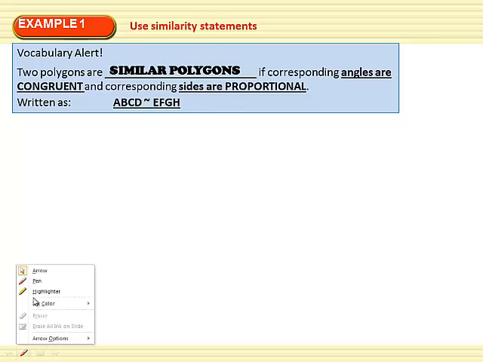The main thing you need to get from this is this notation here, this little tilde. It means similarity. So anytime you're comparing, for example, we had congruence, we had a symbol for congruence. This is the symbol for similarity.